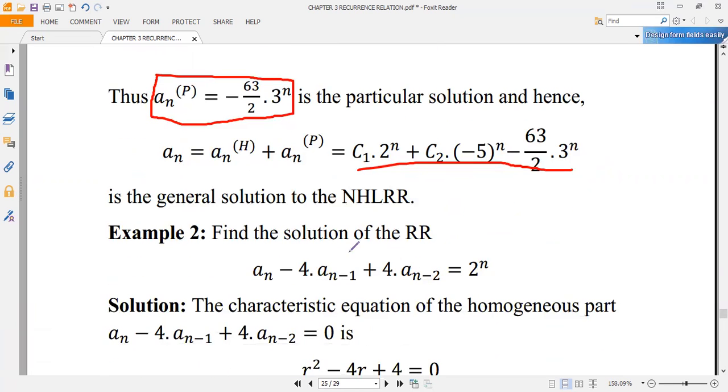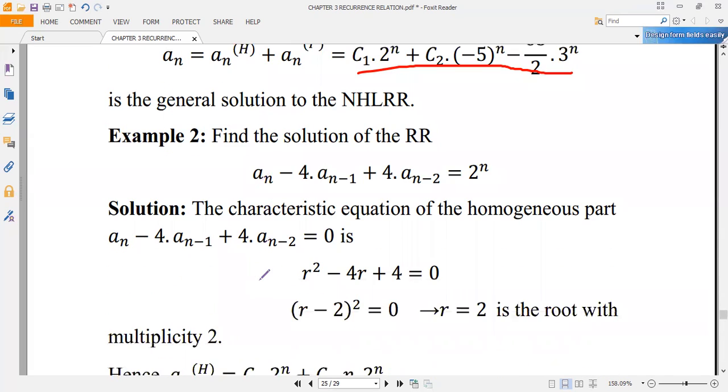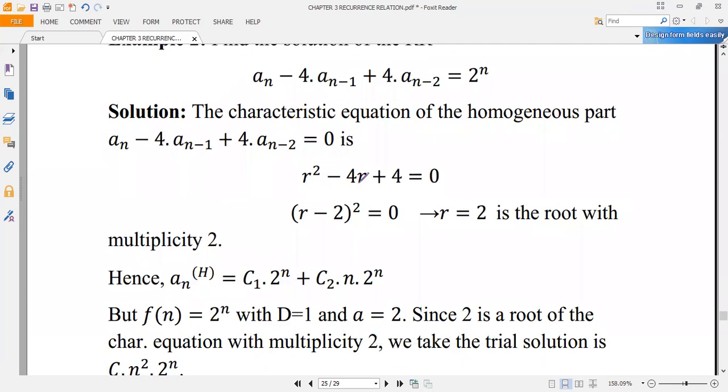Let's see another example. Find the solution to the recurrence relation given by a_n minus 4 a_(n-1) plus 4 a_(n-2) equals the power of n. This one is also similar to the above question. Let's see the characteristic equation of the homogeneous part, taking the homogeneous by making the non-homogeneous part equal to 0. The characteristic equation is r squared minus 4r plus 4 equals 0.